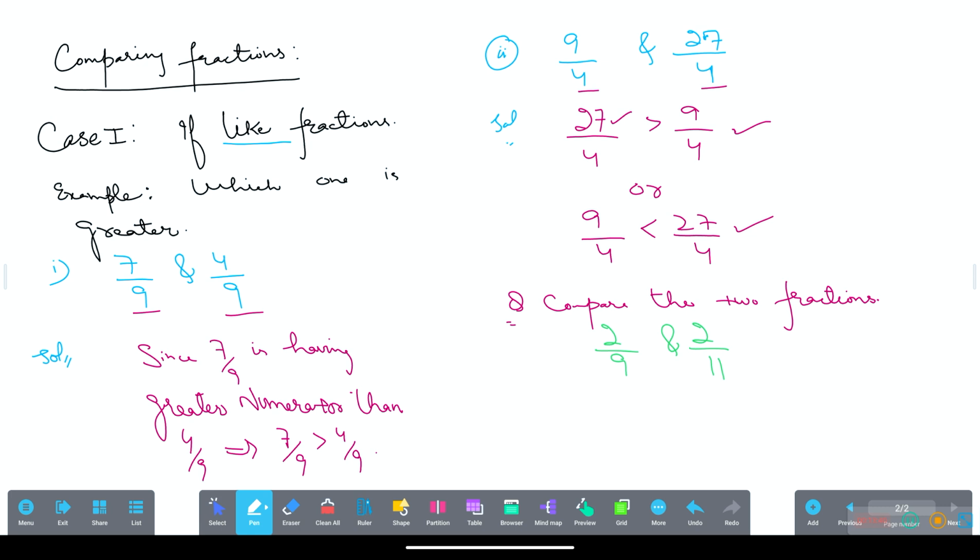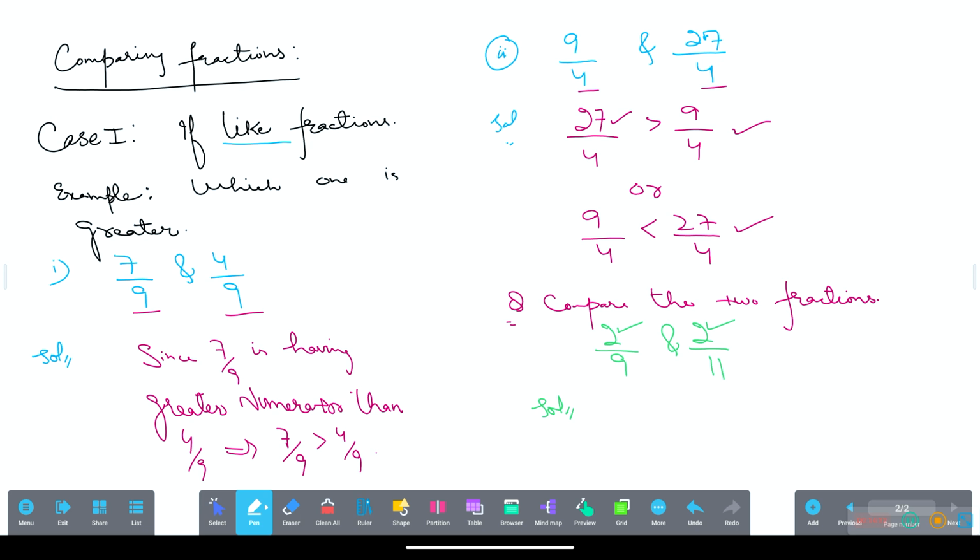Now you can see, whenever we are dealing with like and unlike fractions, we are dealing with the denominator. But these two fractions have different denominators. It means they are unlike. But one important thing is their numerator is equal. In the above two examples, the denominators were equal, and it was easy to calculate based on the numerator which one is greater.